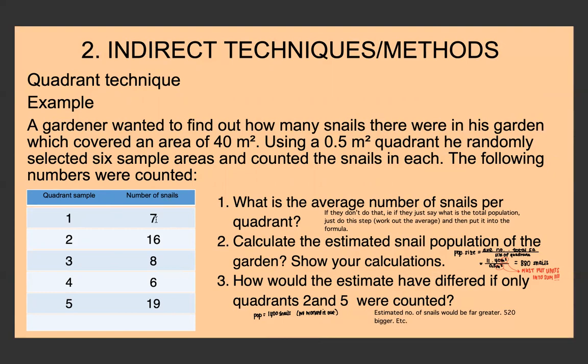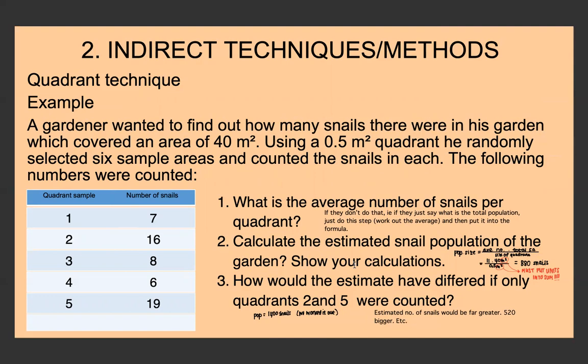What is the average number of snails per quadrant? They might not ask you this as a first step, but you've got to know how to do it, so that when they ask the question of what is the estimated population, you'll have this average number. So for your average number, you just add up all of these and divide by 6. And we got 11 as the average number of snails per quadrant.